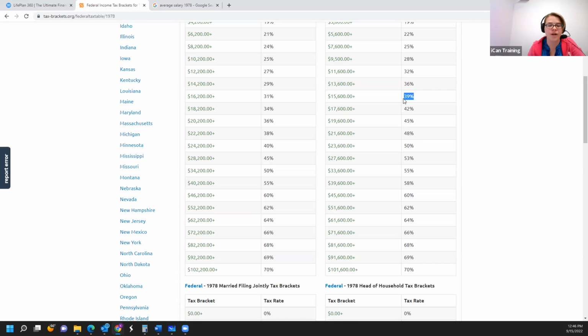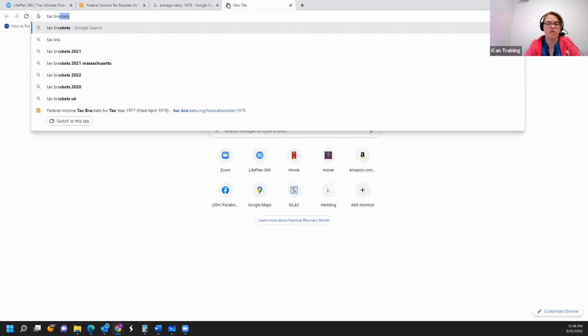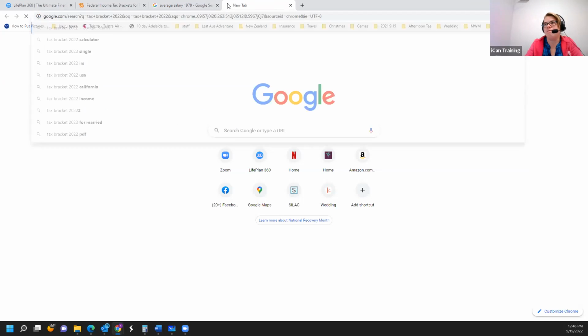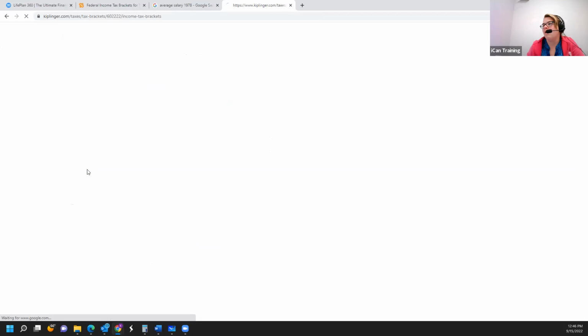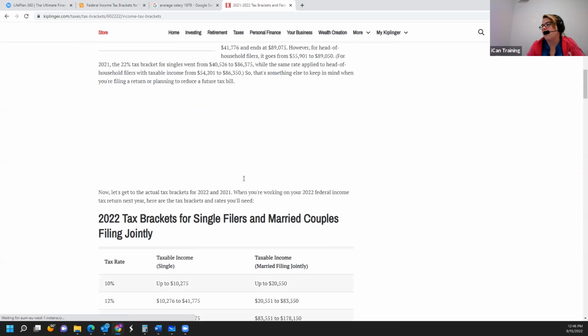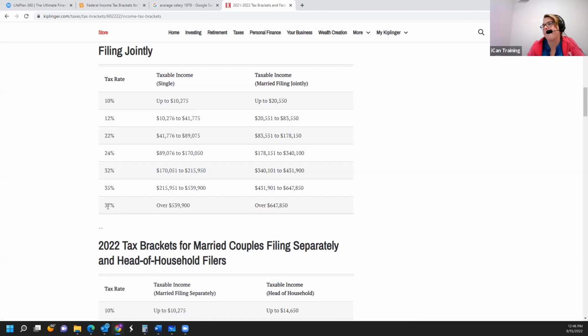Anybody know what the highest tax bracket is right now? Okay. The highest tax bracket right now, I believe, is 37%. So the average family was paying higher federal tax in 1978 than the wealthiest families are now. I'm going to say that again. In 1978, the average family was paying more in federal tax than the wealthiest families are today.